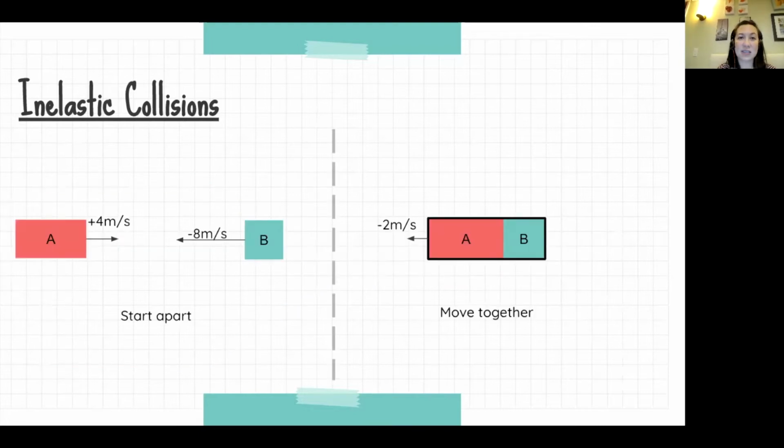Another way to picture an inelastic collision would be to draw it out with a before and after diagram. In this case, I only need to keep track of three distinct velocities because I can see A moving forward, B moving backward, and then A and B moving together, three velocities.